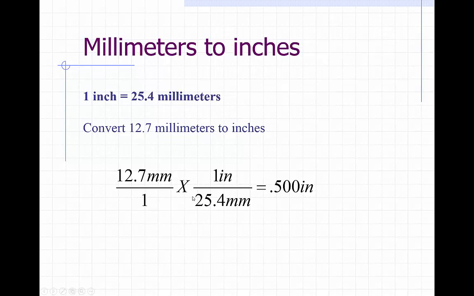So 12.7 millimeters over 1 times the conversion factor, arranged so that the millimeters will cancel each other out. We're going to take 12.7 and divide it by 25.4, and that's going to give us 0.5 inches. The millimeters are canceled off.